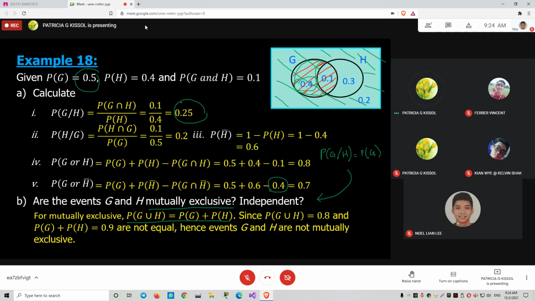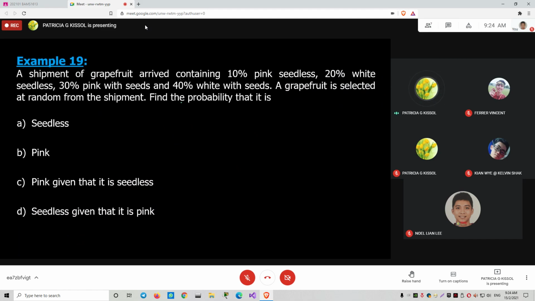Okay. I didn't show it in this slide, did I? Oh, never mind. Is that clear, class? Any question? No question. All are okay so far? Right, so if there is no question, we move on to the next example.